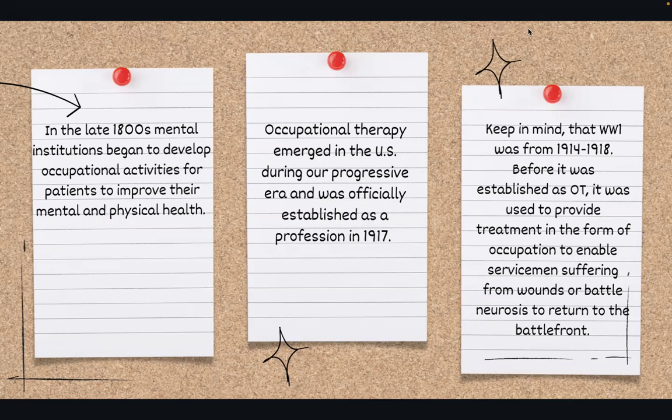Occupational therapy emerged in the United States during our progressive era and was officially established as a profession in 1917. During this time, World War I was taking place. So before it was established as OT, it was used to provide treatment in the form of occupation to enable servicemen suffering from wounds or battle neurosis. This enabled them to return to the battlefront.